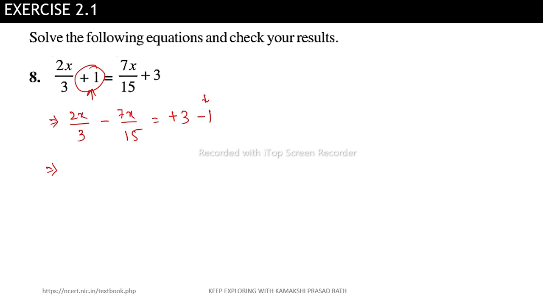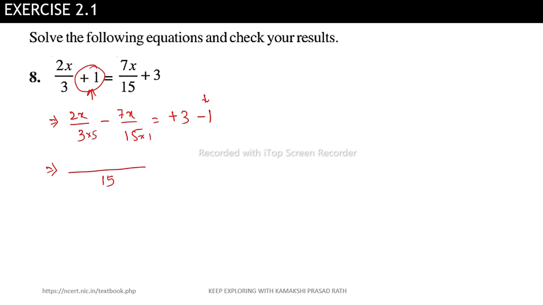Now we have two fractions here. One is 2x by 3, another one is 7x by 15. So we'll follow the simple fraction concept to solve this. First we'll take out the LCM of 3 and 15, the denominators. LCM of 3 and 15: 3 fives are 15, 15 ones are 15. So our common multiple is 15. Hence the denominator changes: 3 fives are 15 and 15 ones are 15.